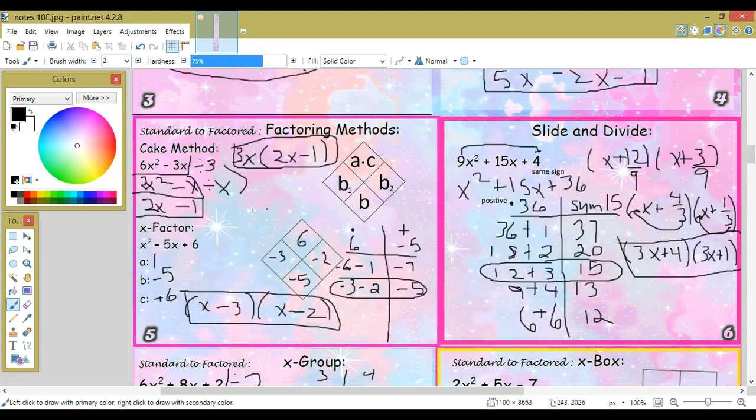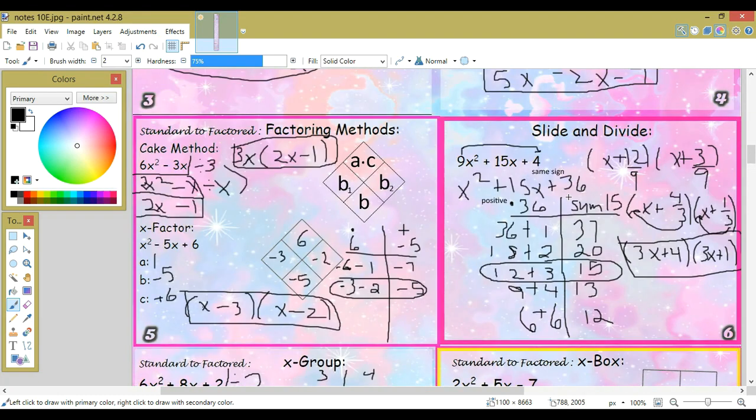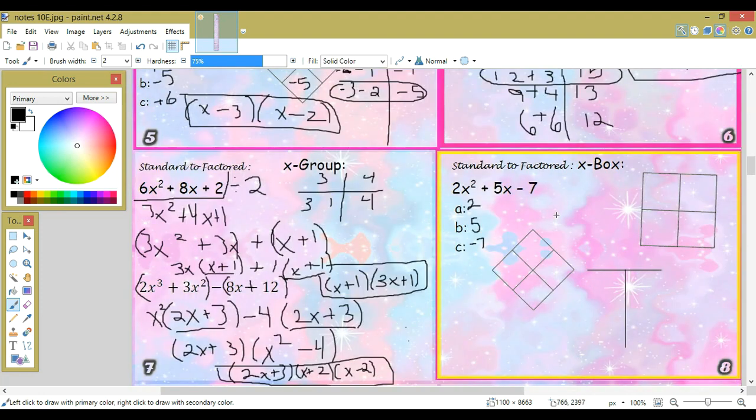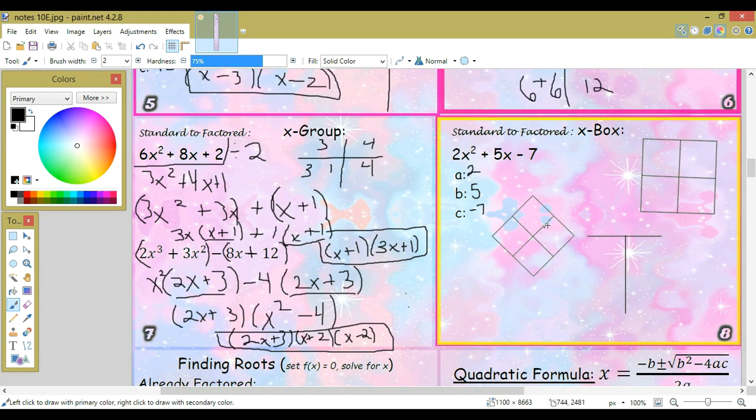So this is a lot like page 5, except for now A is not 1, it's another number. So if you're more comfortable with one of the other methods like slide and divide or grouping, you may do that after these notes. But for the video and for this page, go ahead and do this method anyway. So we have 2 is A, 5 is B, and -7 is C.